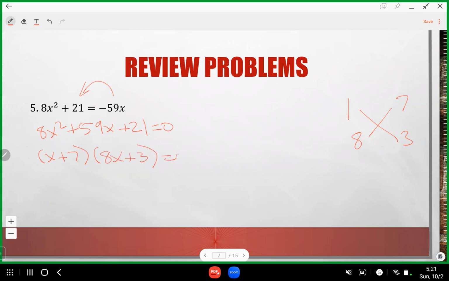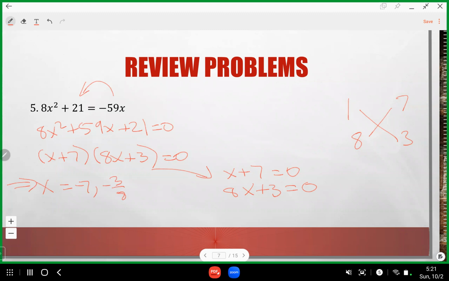All right, very good. And from this, we can get two equations. x plus 7 is equal to 0. 8x plus 3 is going to be equal to 0. So then what does x equal? So x equals negative 7 or negative 3/8. Great job. All right, good job, William.